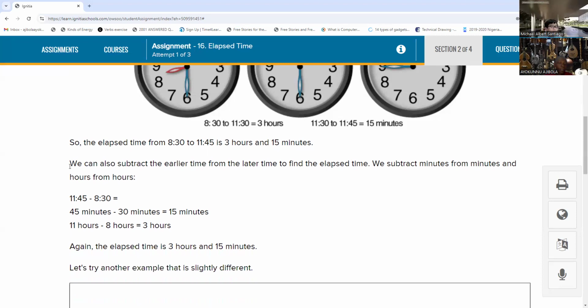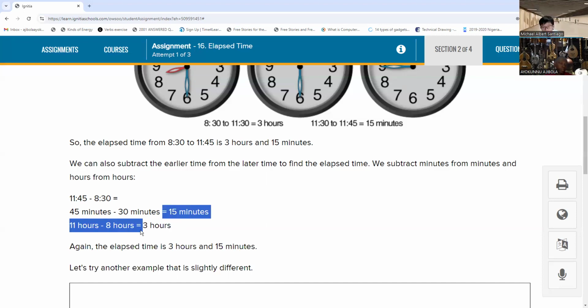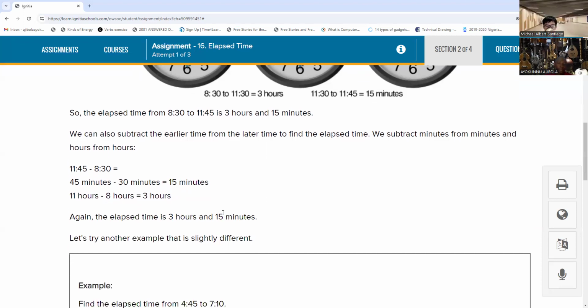So let's go on. We can also subtract the earlier time from the later time to find the time elapsed. We subtract minutes from minutes and hours from hours. So that'll be 11:45 minus 8:30. So 11 minus 8 is 3, and 45 minus 30 is 15. That'll be 3 hours, 15 minutes. Again, time elapsed is 3 hours, 15 minutes.